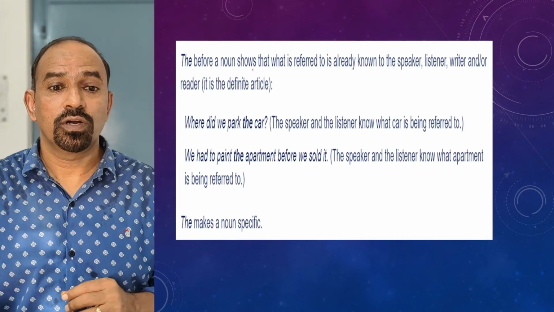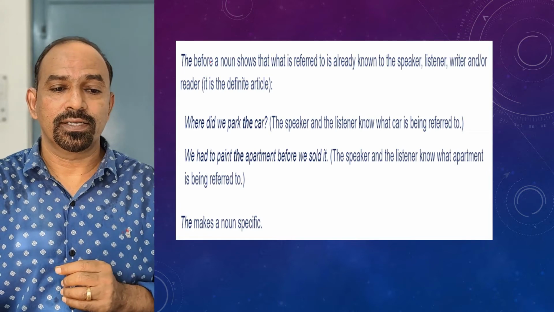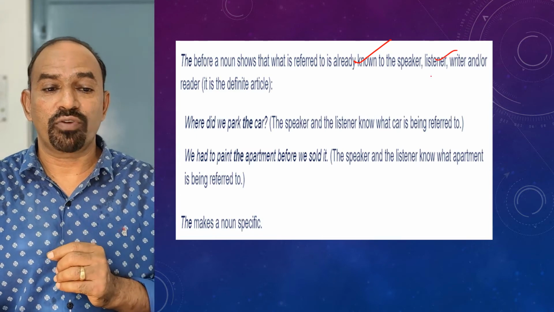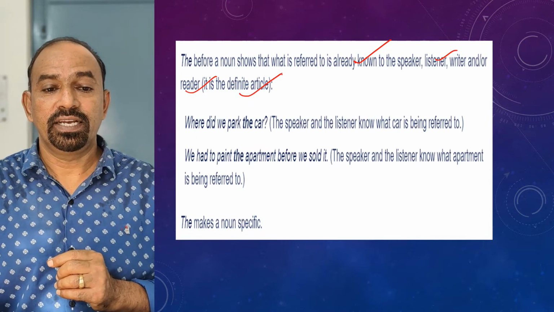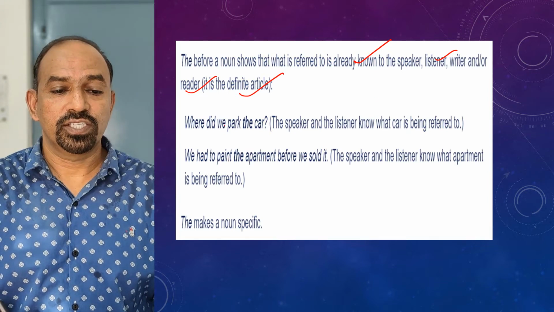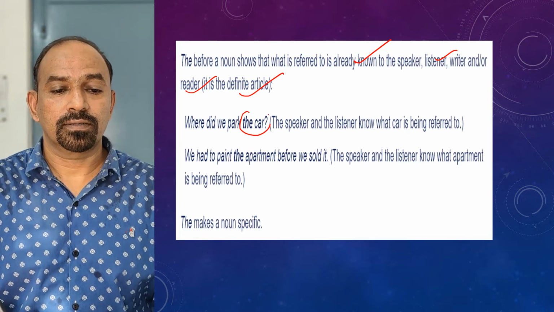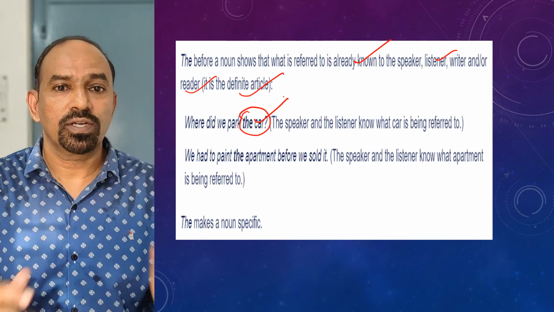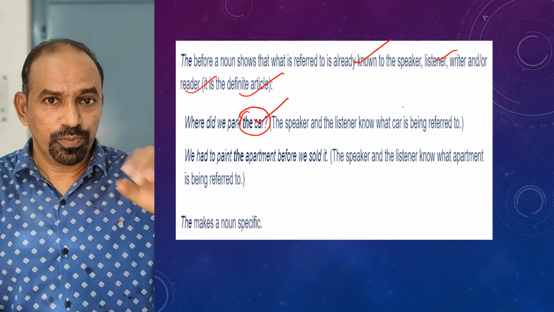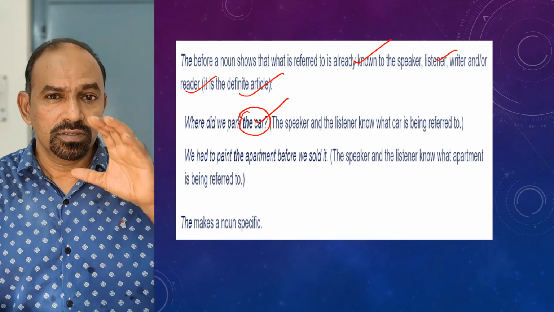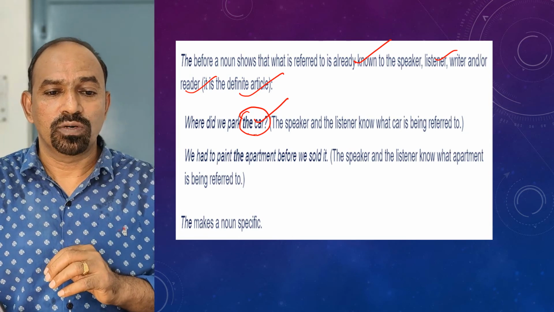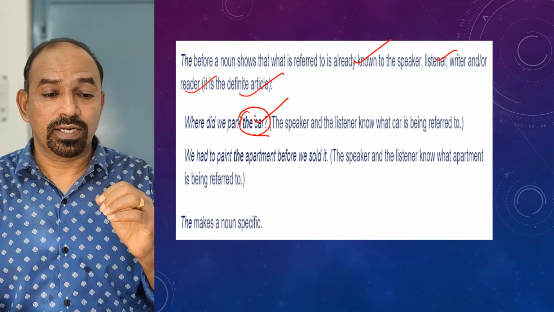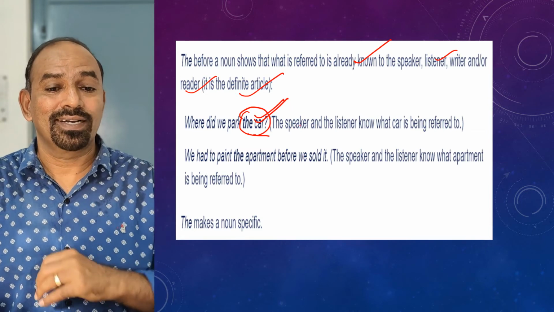Let us learn some more rules related with the use of articles. Before a noun, the shows that what is referred to is already known to the speaker, listener, writer and the reader. It is the definite article. Look at the sentence: Where did we park the car? Here both the speaker and the listener know very well about the noun, the car. They are not talking about a general car, they are talking about a particular car. Where did we park the car?